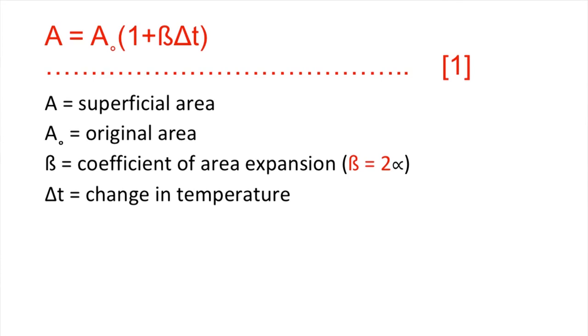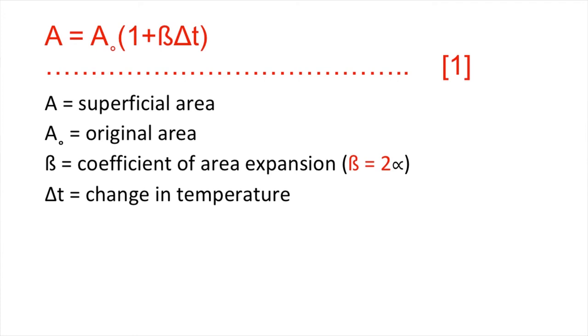Superficial area. The equation for superficial area is given by A equals A0 into 1 plus beta change in T, where A is the superficial area, and A0 is the original area. Beta is the coefficient of area expansion.